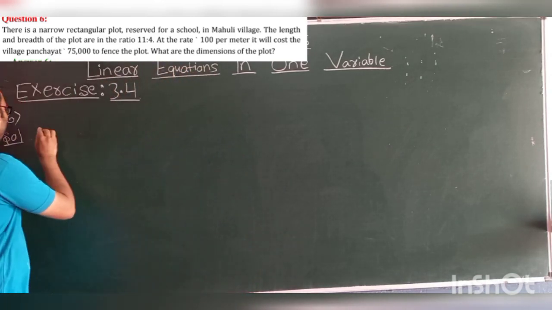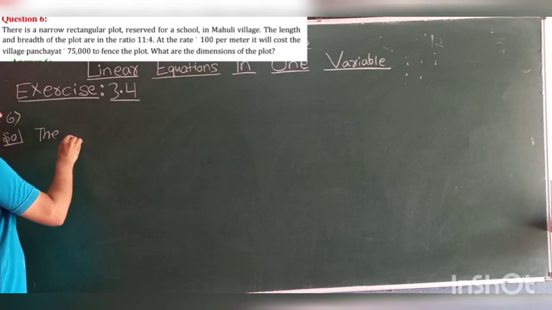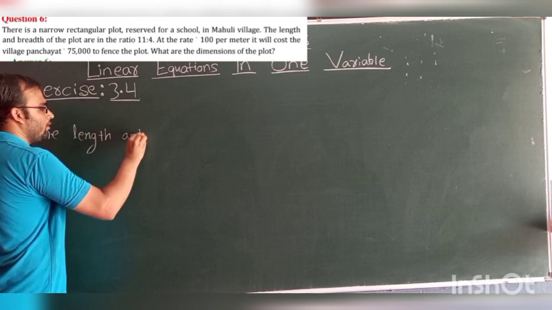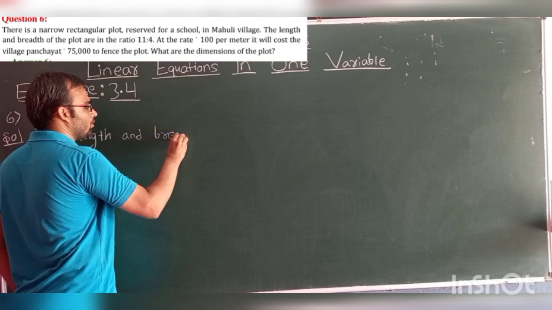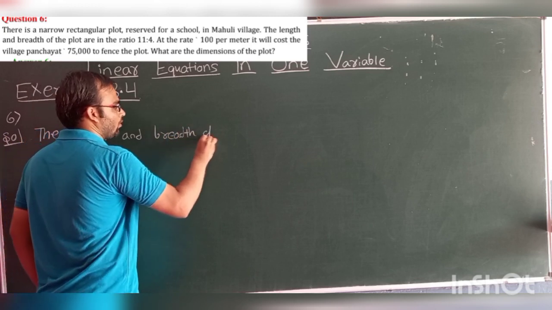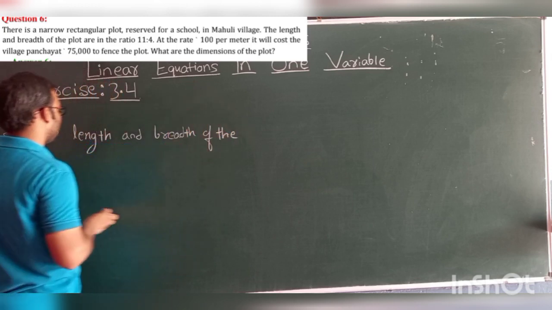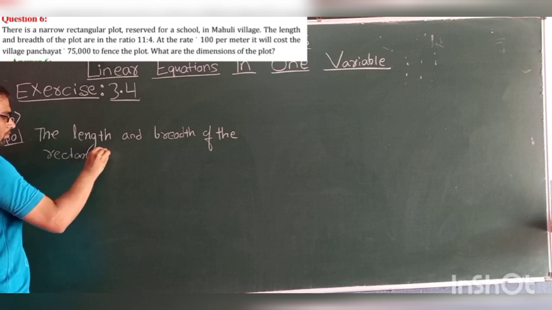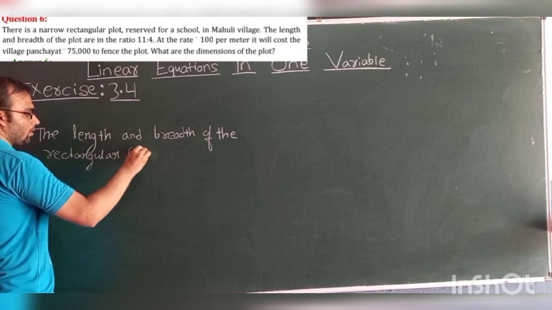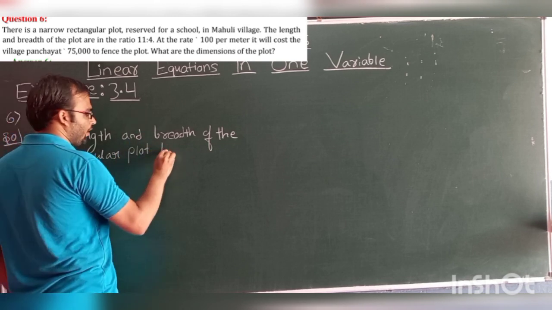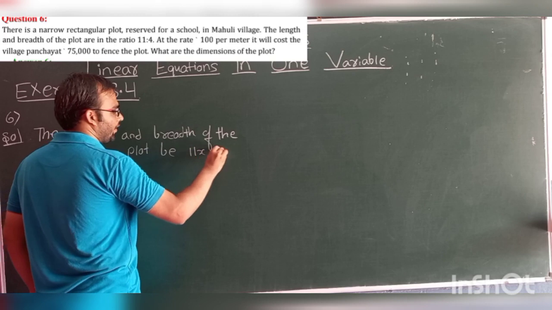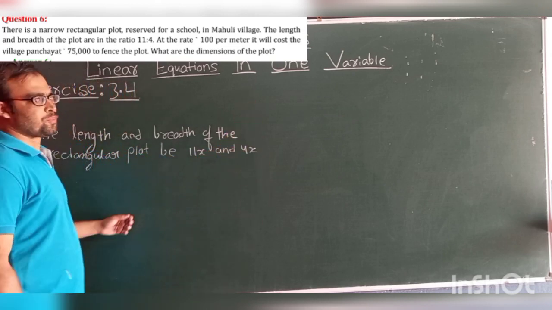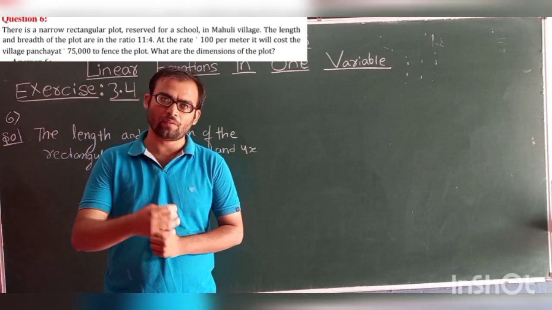Okay. The length and breadth of the rectangular plot would be 11x and 4x. Okay. So here, students, we don't know the perimeter of the rectangular plot.